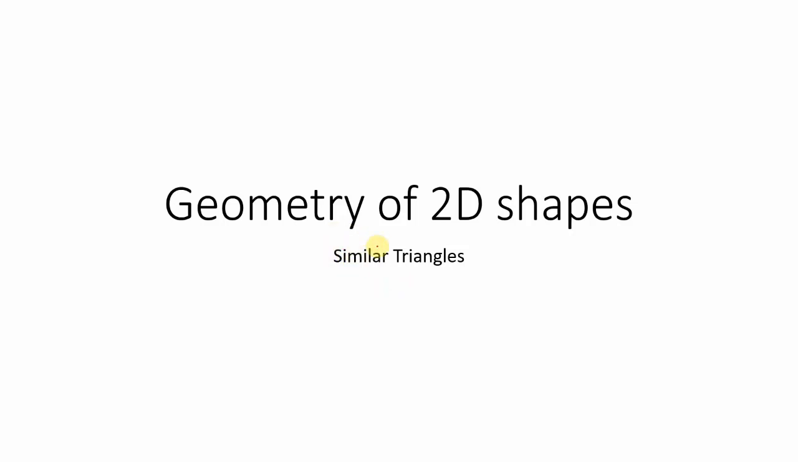In this video, we are going to focus on similar triangles. We are still busy with geometry of 2D shapes. In the previous video, we focused on congruent triangles. Now, similar triangles contains the letter M in similar, and that M you can think of as minimi and maximi.